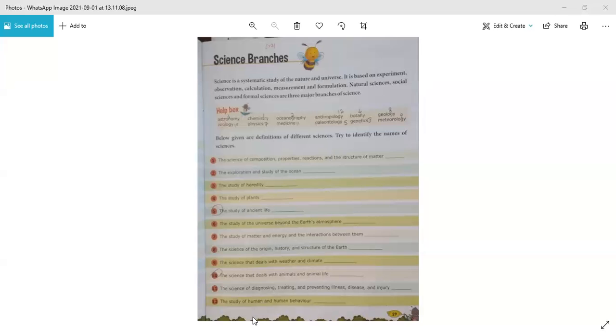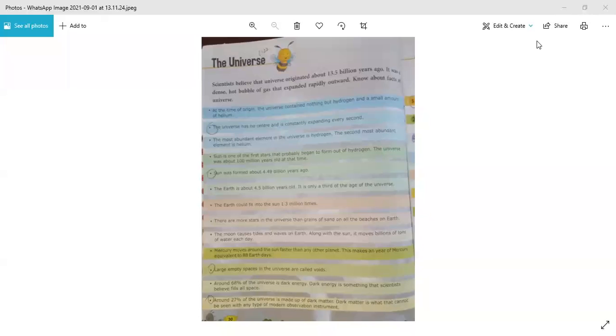Anthropology is a science that studies humans and human behavior. Children, go through this chapter carefully, and whether it is asked in MCQ form or in one-word form, you should be well prepared for that. Learn it thoroughly. Now let's move to the next chapter, that is, the universe.